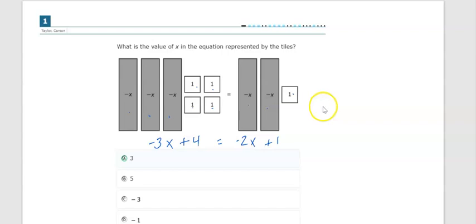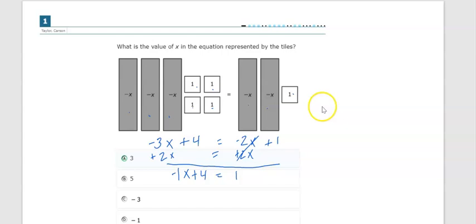So you can add 2x to both sides. All right, so this cancels each other out. Then you have negative 3x plus 2x. That's a negative 1x, or just negative x. Bring down the plus 4. And then you have the plus 1, so it's 1.